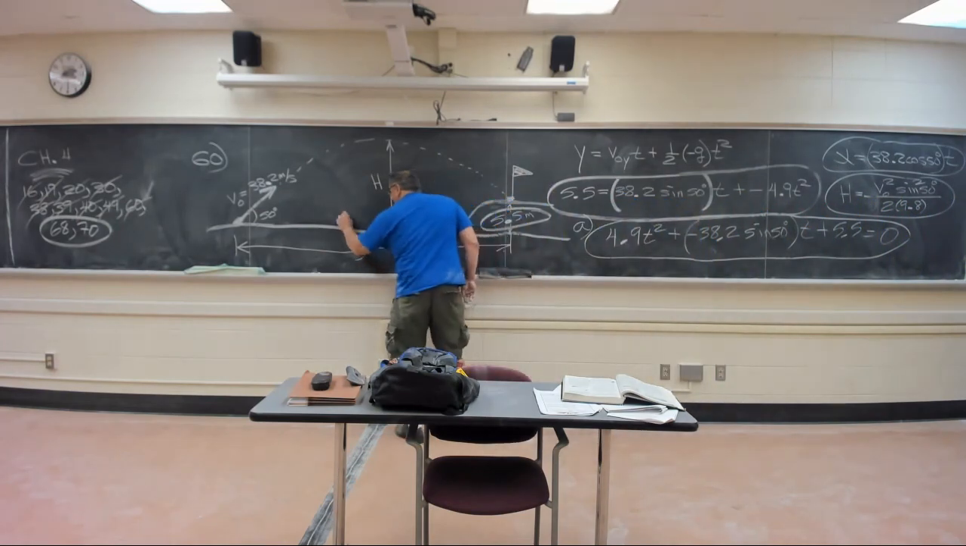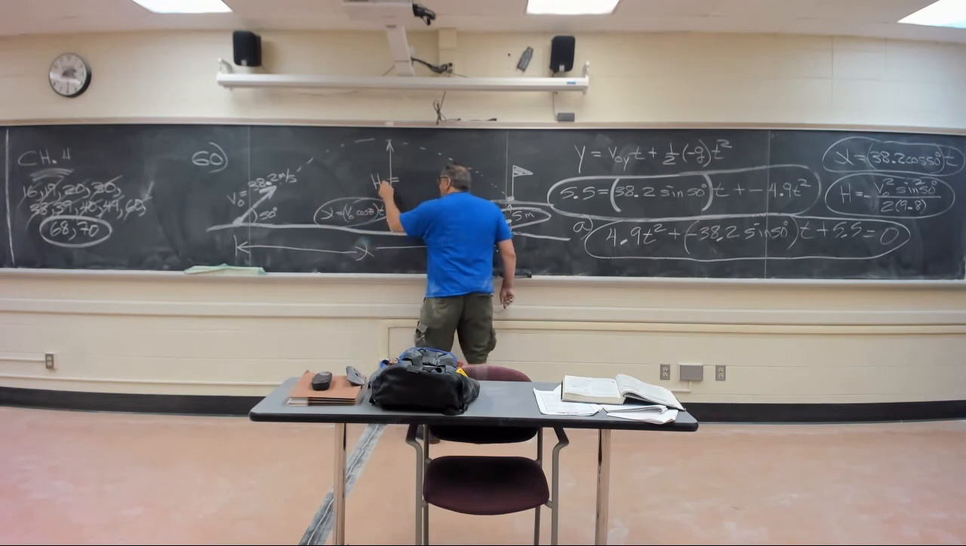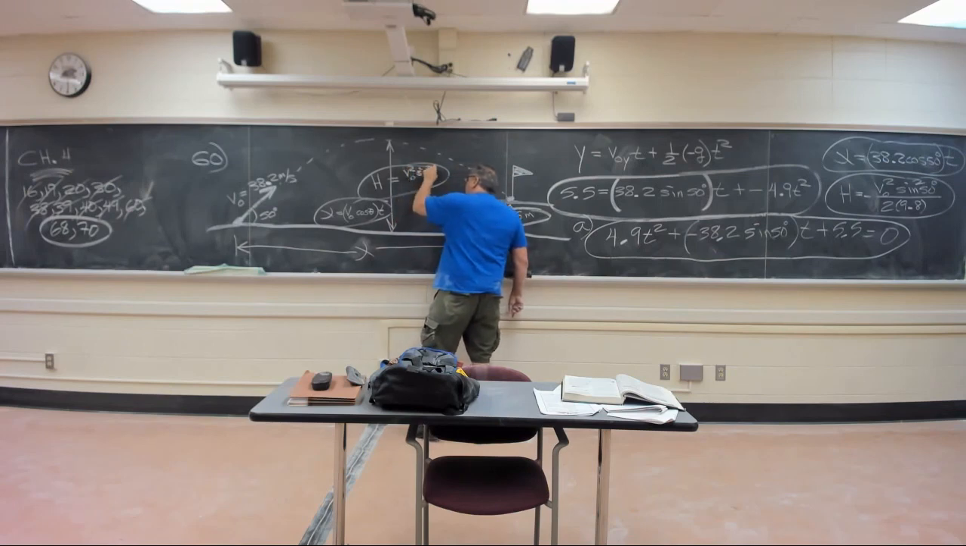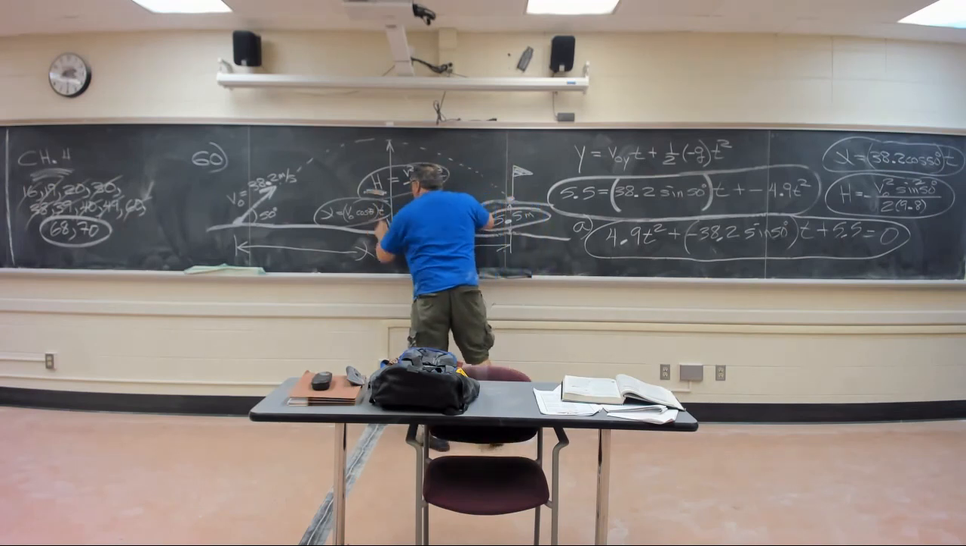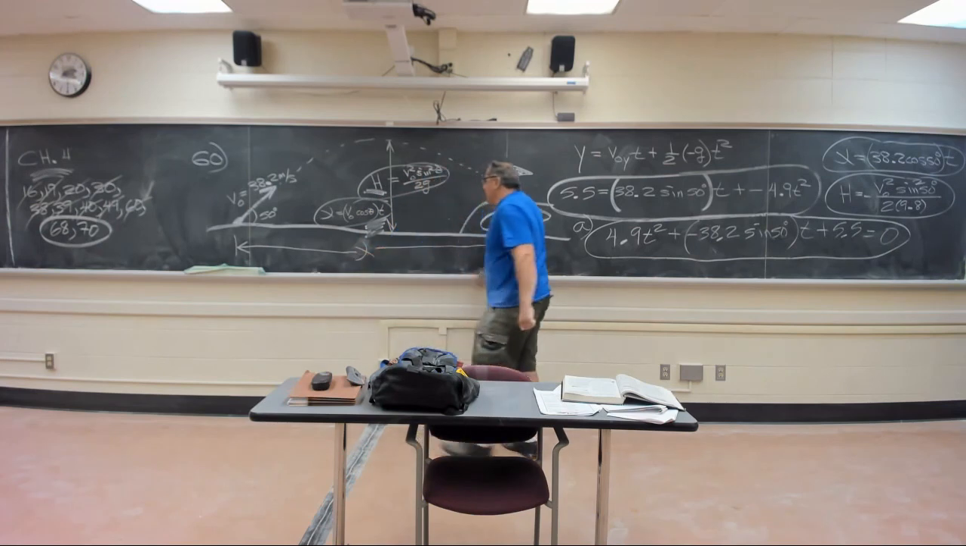This guy right here, horizontal, is v0 cosine theta times t, if you can find the t. This guy right here is going to be v0 squared sine squared theta over 2g. This will give you the h. This will give you the range in that regard.